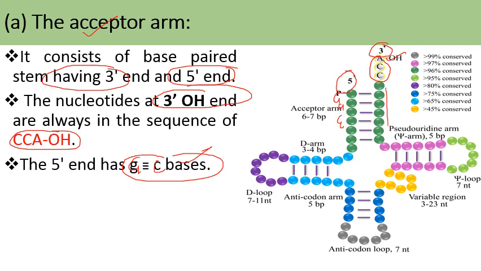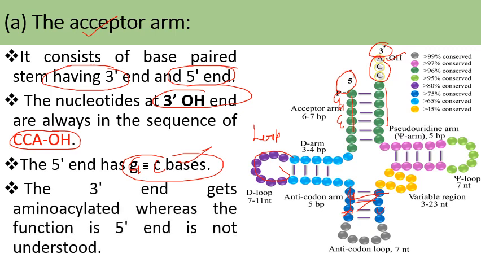And this structure is known as stem, and this rounded structure is known as loop. Due to complementarity, ये जो structure है ये stem की तरह structure बनता है because it contains complementary bases like G and C, A or U. So that's why it gives rise to these stem-like structures. The 3' end gets amino acylated, whereas the function of 5' end is not understood. So जो 3' end है इस tRNA का ये help करता है amino acids को carry करने के लिए from the amino acid pool in the cytoplasm. So that's why it is also known as acceptor arm.